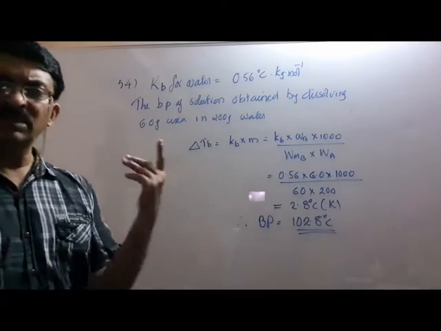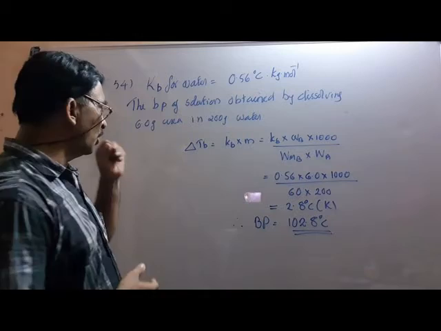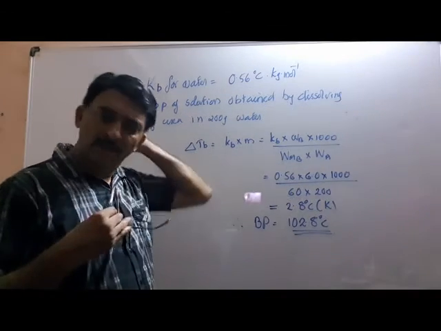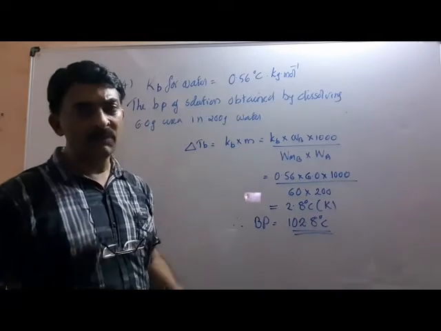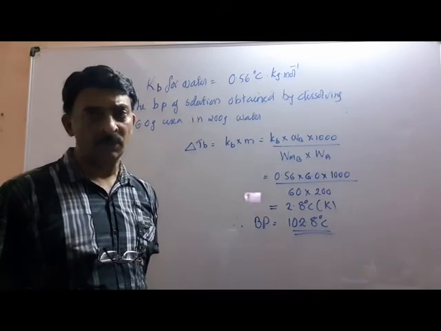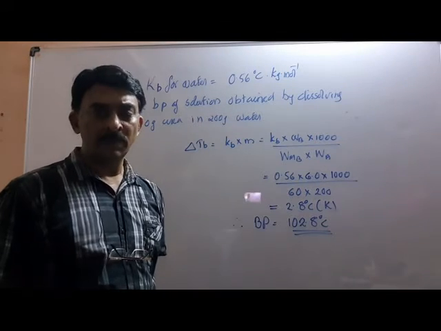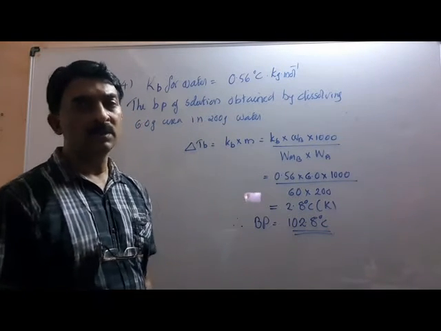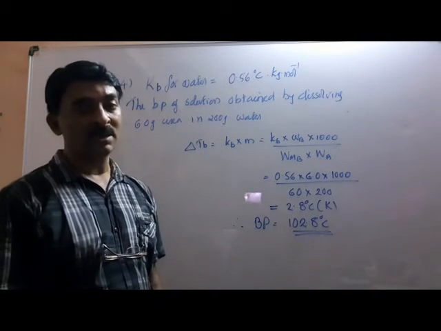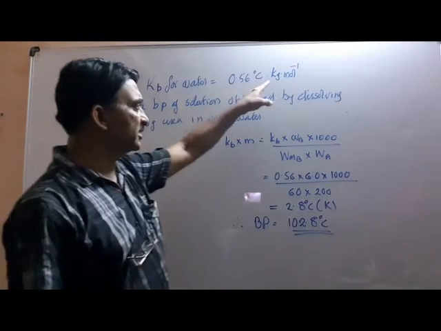The 54th question is very much similar to the previous one and also very straightforward. The boiling point of a solution obtained by dissolving 6 gram urea in 200 gram water. In this particular question, they have given the Kb value as 0.56, while what we have learned is 0.52. But we have to use what they have provided, not what we know. Sometimes they may shift the value. Here they have used a different value. Here they have wrongly used the unit as degree Celsius per kilogram. That's wrong. Its unit is degree Celsius kilogram per mole.